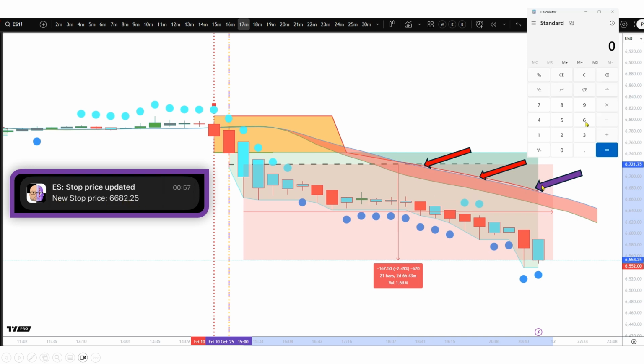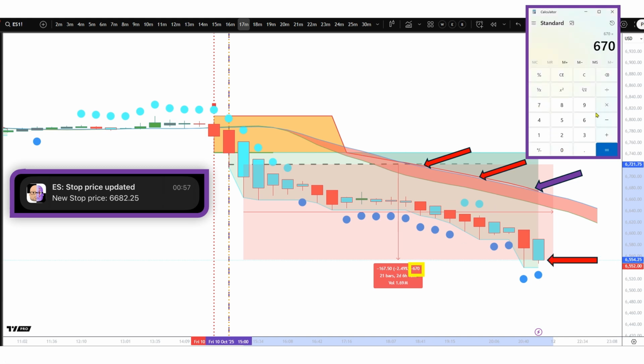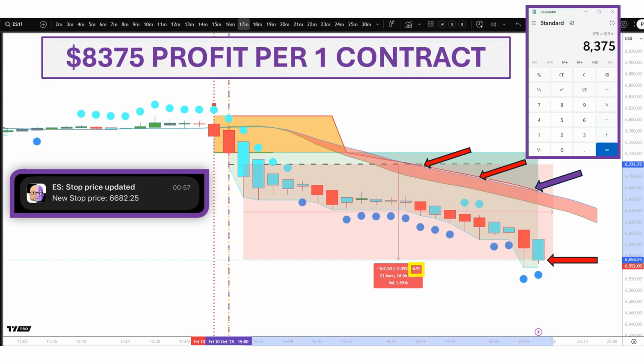This trade returned 670 ticks profit. That's 670 times $12.50 equals $8,375 profit per one contract, all from a single Friday trade. But remember, do not carry these positions over a weekend.